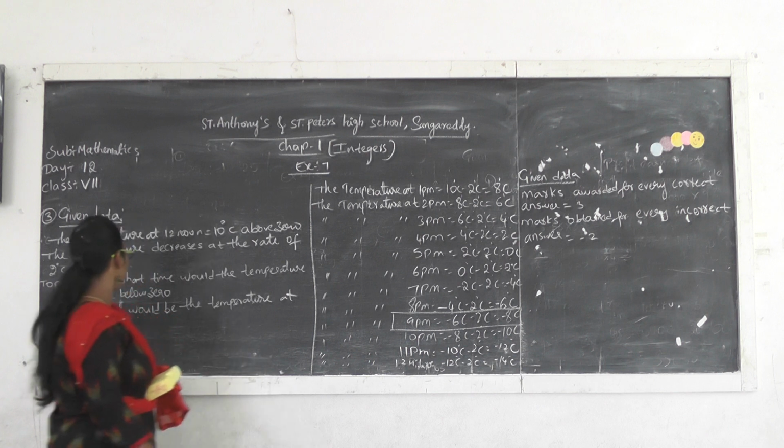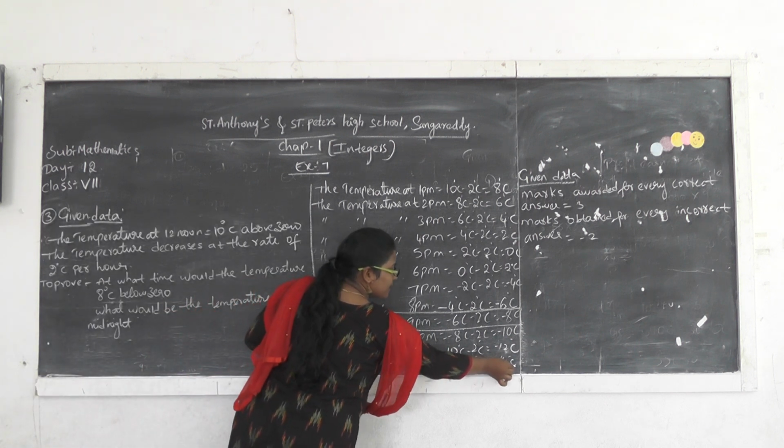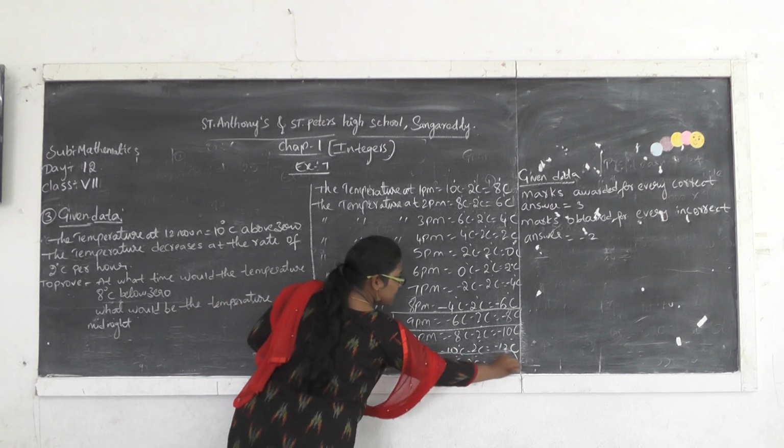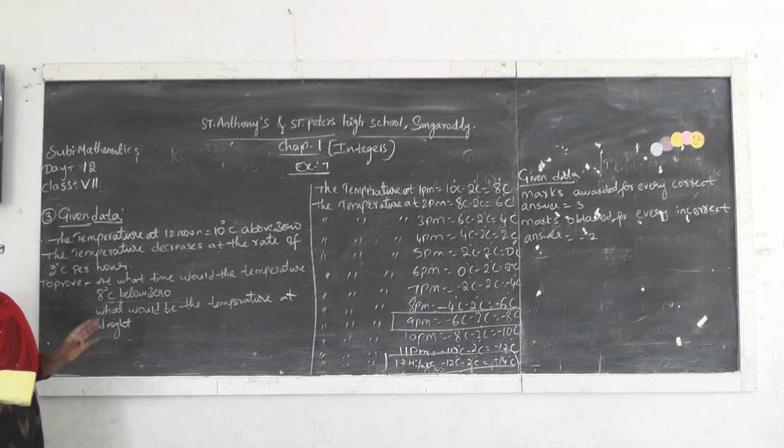So at what time, and what would be the temperature? 12 midnight. At 12 midnight, the temperature is minus 14 degrees Celsius.